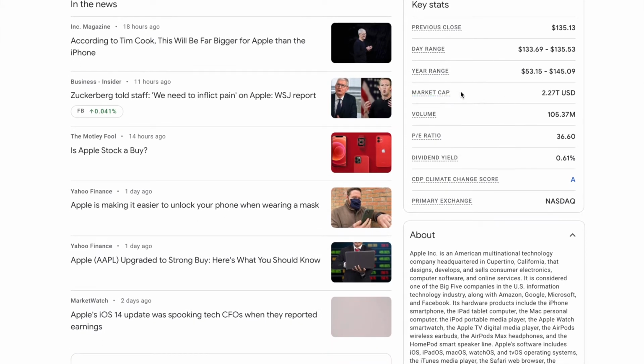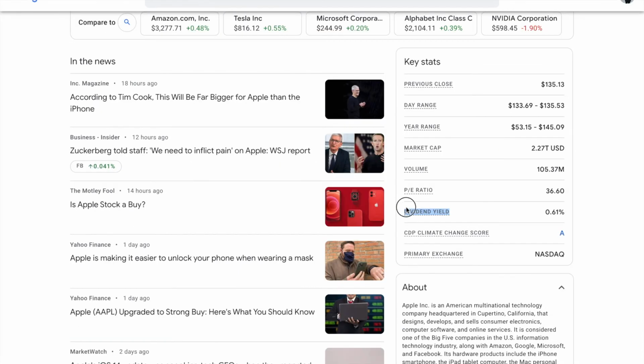For example, market cap shows the valuation of the company. As you can see here, Apple has 2.27 trillion US dollars. Volume is also notably important because it shows you how many people are buying and selling, trading this stock. Dividend yield is pretty cool because it essentially means, hey, if you buy my stock, we'll pay you. So if I buy one stock of Apple, it means that I'll get back 0.61% of the stock price.